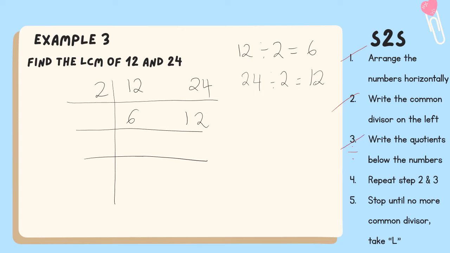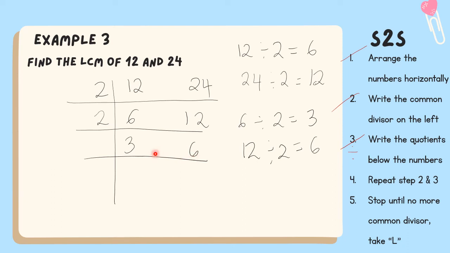Step 4, repeat step 2 and 3. Ask yourself, are these two numbers even? Can they be divided by a common divisor? Yes, 6 is even and 12 is an even number. So you can divide them by 2. 6 divided by 2 gives 3. So you write the quotient below. 12 divided by 2 gives 6. 6.